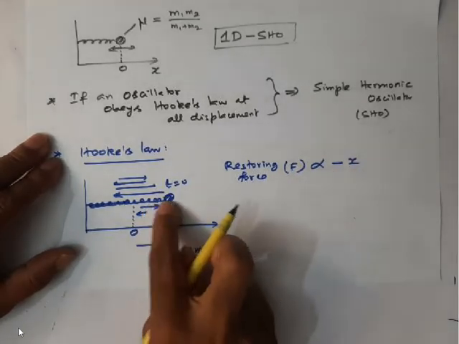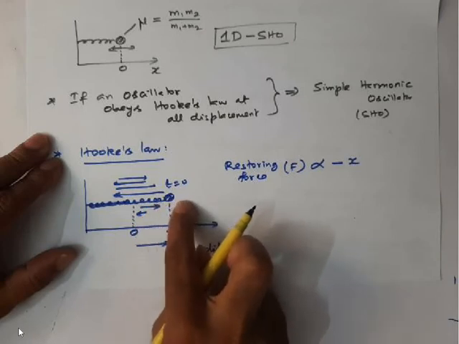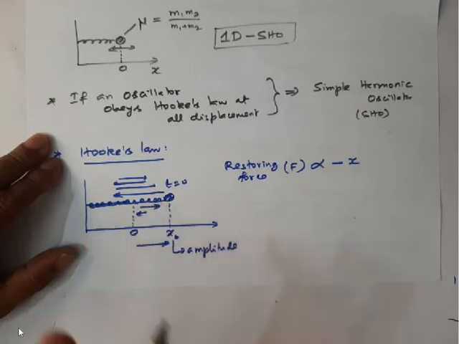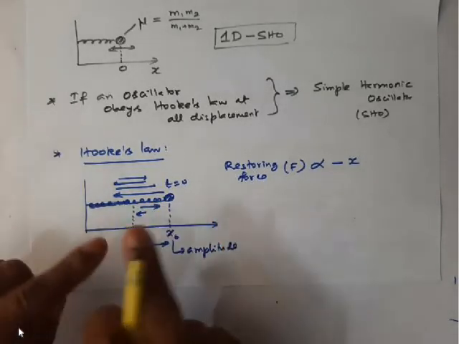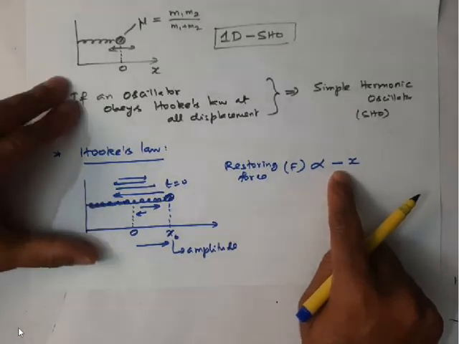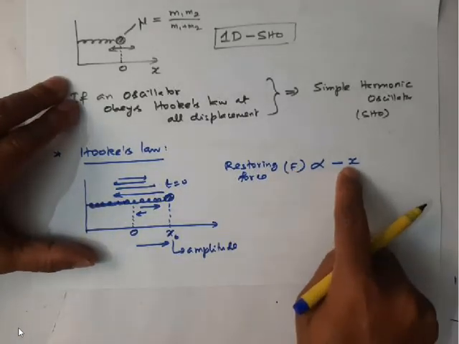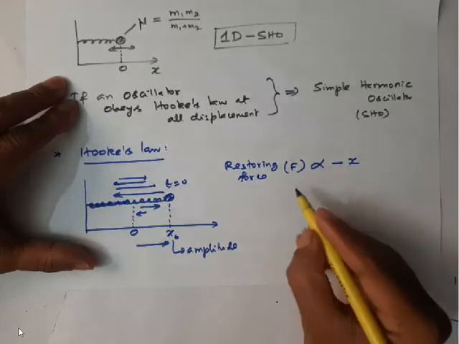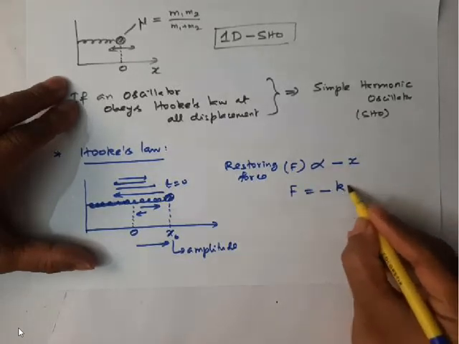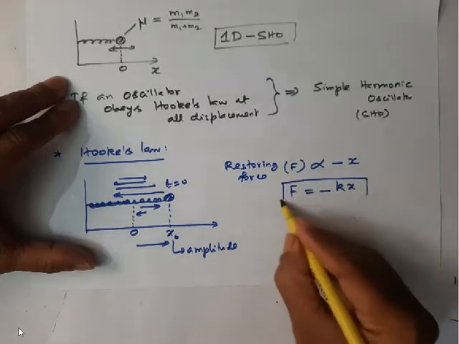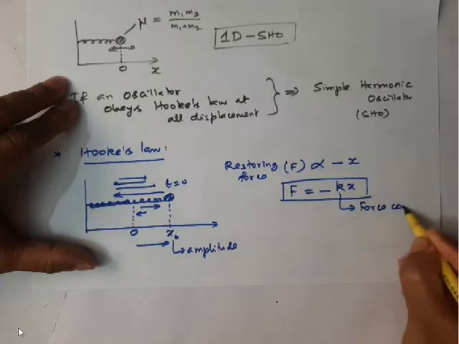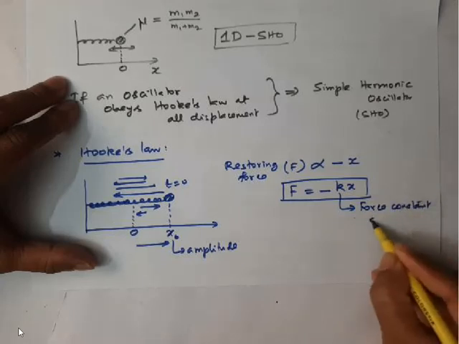Why the minus sign? Because if displacement takes place in the right hand side direction, then the force will act in the opposite direction. So force and displacement act in opposite directions. That's why we put a minus sign here. Remember, F is the restoring force and x is the displacement. If I equate this, we should introduce a constant. Let me introduce that constant as k, where this k is called the force constant of the bond.